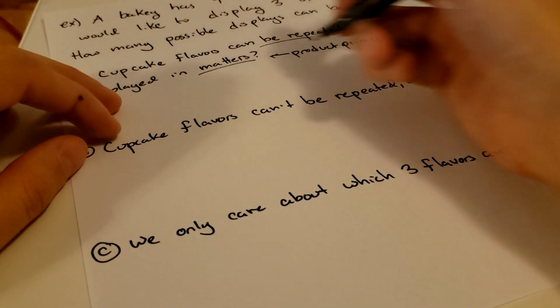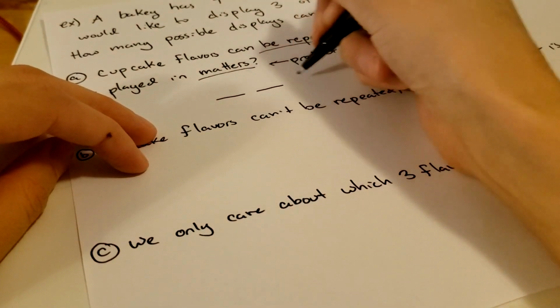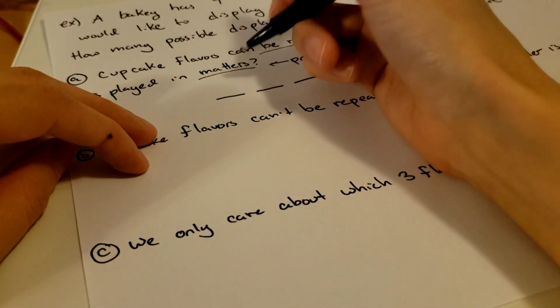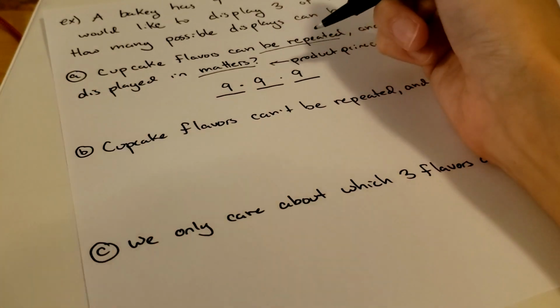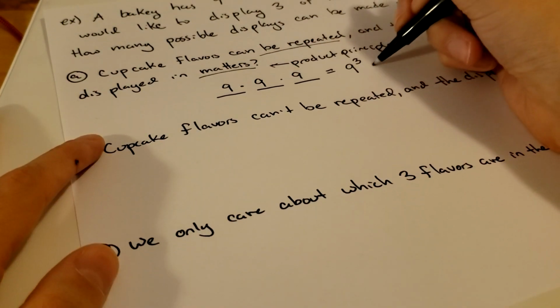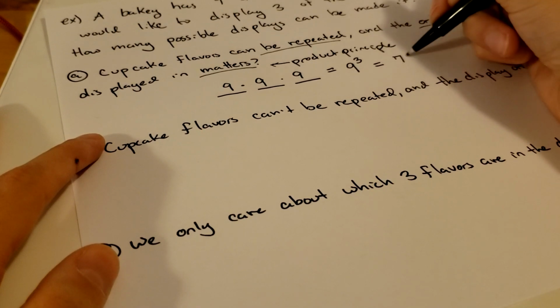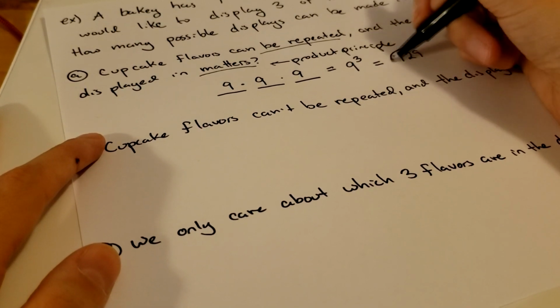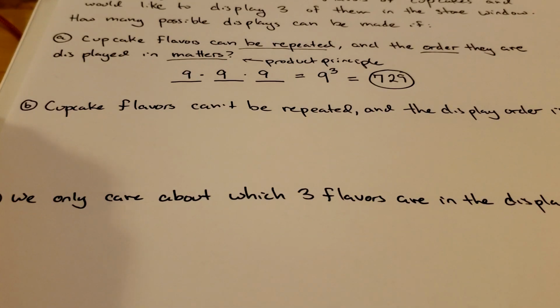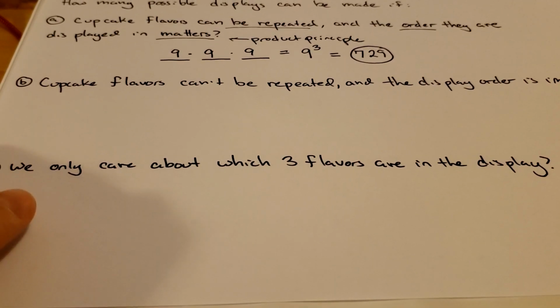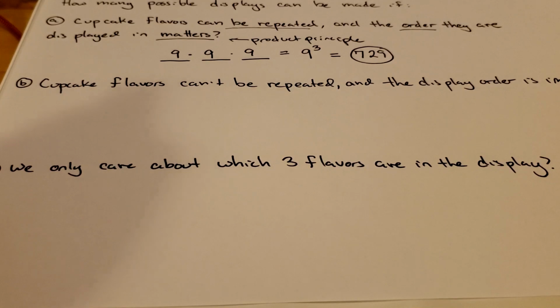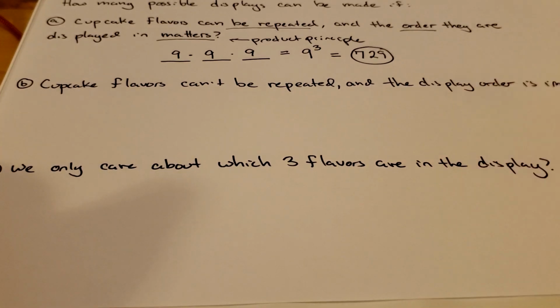So we'll use the product principle. We have 3 spots in the store window and there are 9 flavors, and since we can repeat, we have 9 flavors every time. It's the same thing as 9 cubed, which works out to be 729 different possible window displays. Part B is saying we can't repeat flavors, so once we put a flavor down once, we can't use it again, and we care about the order of the display.